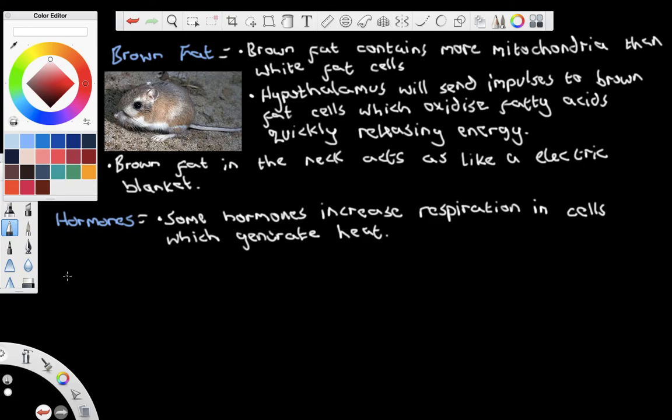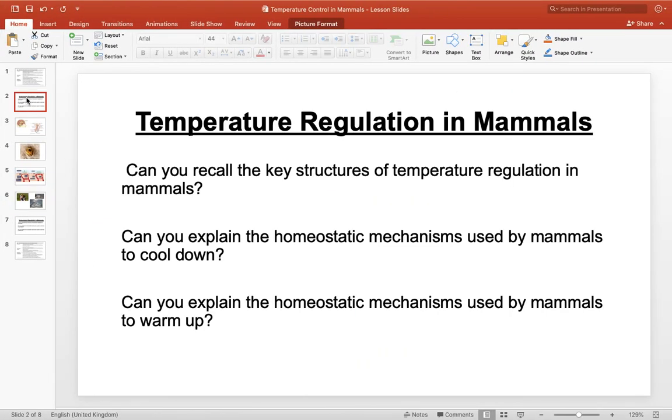So, hopefully now you should be able to tell me the key structures of temperature regulation in mammals, so the parts of the brain. You should be able to explain the homeostatic mechanisms used by mammals to cool down, and you should be able to tell me the homeostatic mechanisms used by mammals to warm up.